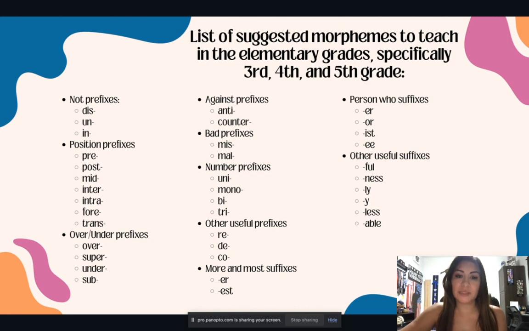Bad prefixes miss and mal. Number prefixes uni, mono, bi, and tri. Other useful prefixes like re, de, and co. More and most suffixes like er and est. Person whose suffixes or, ist, and er. And other useful suffixes like full, ness, ly, y, less, and able.